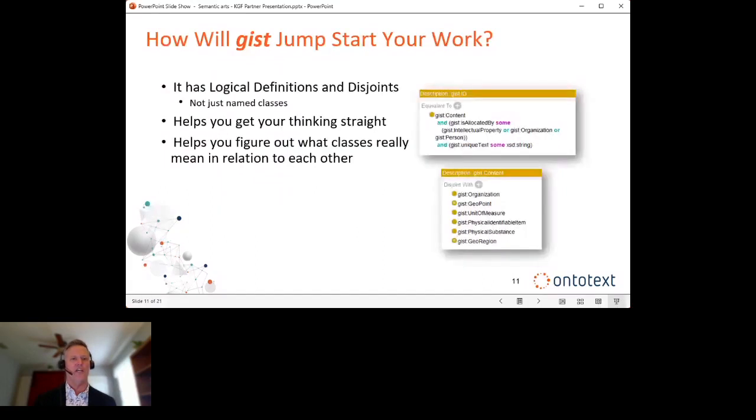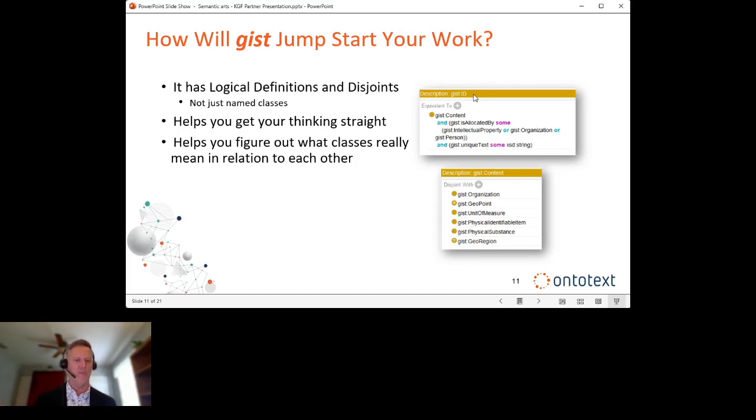So how will GIST help you jumpstart your work? This is, I guess, the last little bit before I get into some specific interviews. But one of the things is it has logical definitions and what we call disjoints. You'll see the example here, it's the GIST ID class. When we say there's such a thing as an ID, we don't just have a textual definition, we use axioms. So we say an ID is a kind of content, and the ontology will explain what GIST content is. And IDs are generally allocated by something.